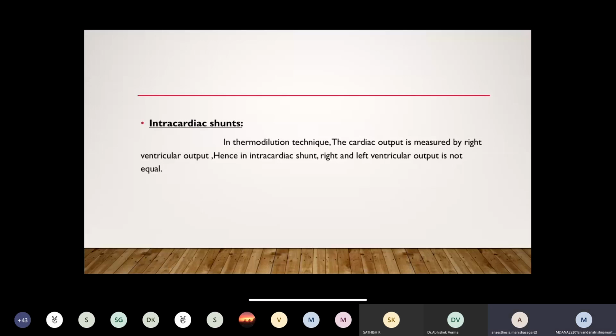Actually, in left to right shunt, there will be recirculation of your indicator. And in right to left shunt, the indicator will bypass the thermistor. So it will not be accurate.